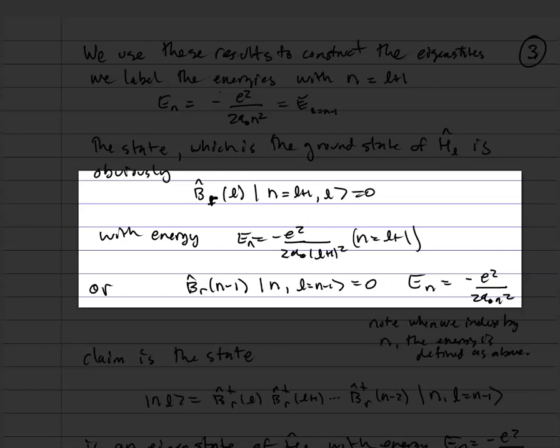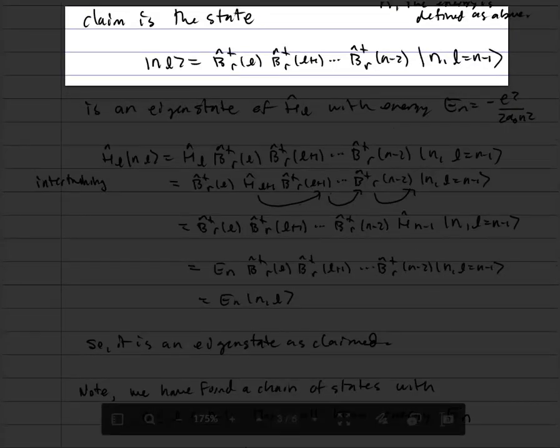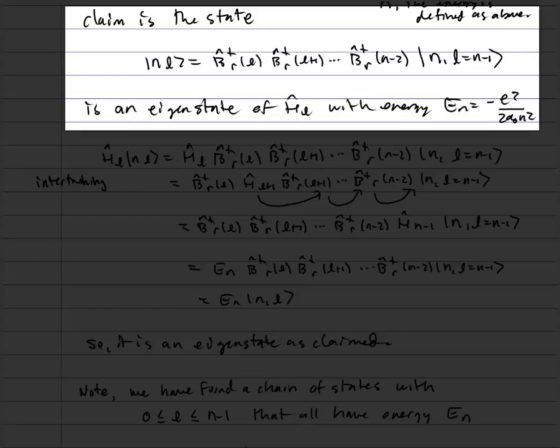All right, now our claim is that the state given by n comma L is equal to this chain of B dagger operators, B dagger_R of L, B dagger_R of L plus 1, all the way out to B dagger_R of n minus 2, acting on the state n comma L equals n minus 1. And that is an eigenstate of the Hamiltonian H_L with an energy E_n equals minus e squared over 2a0 n squared. So the energies do not depend on the angular momentum L. All states with all possible values of L are degenerate.